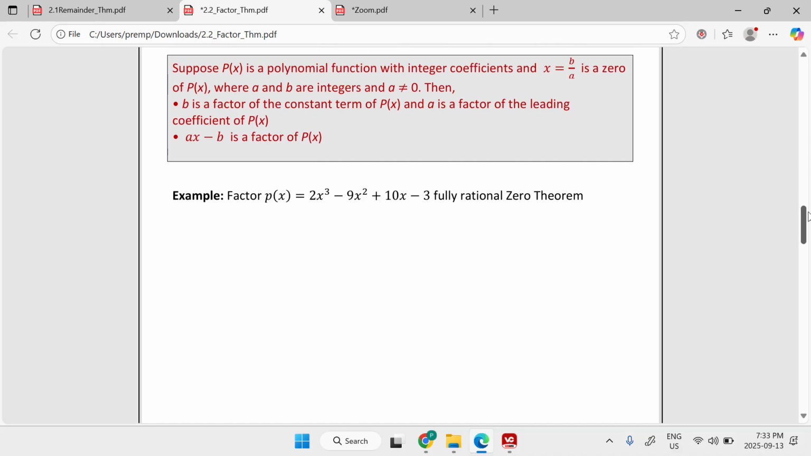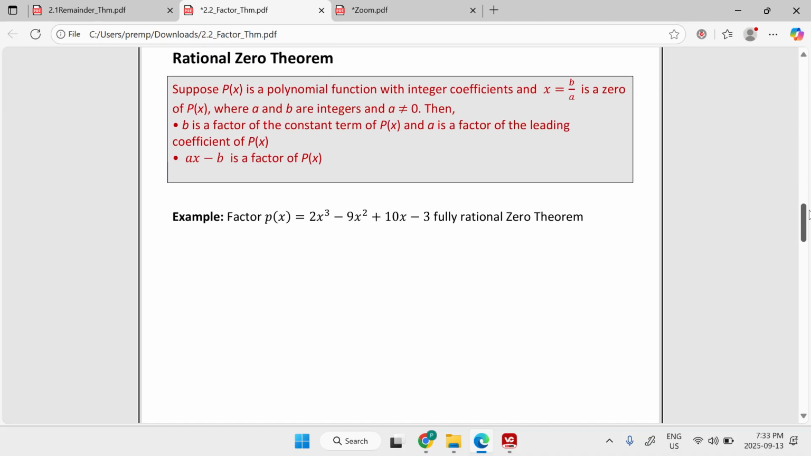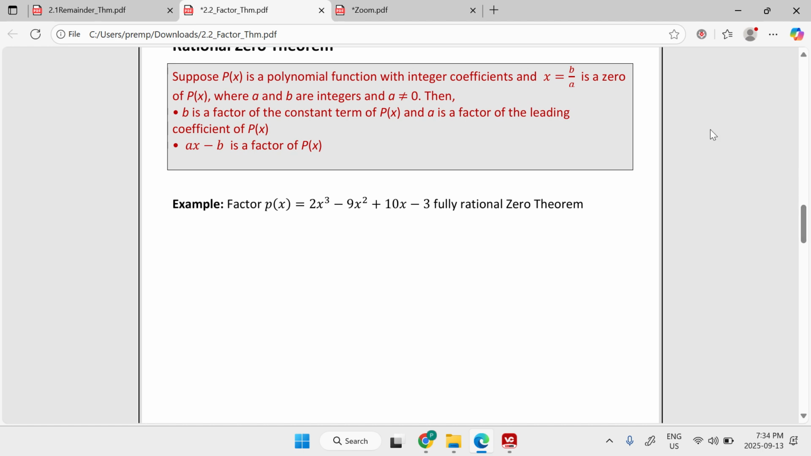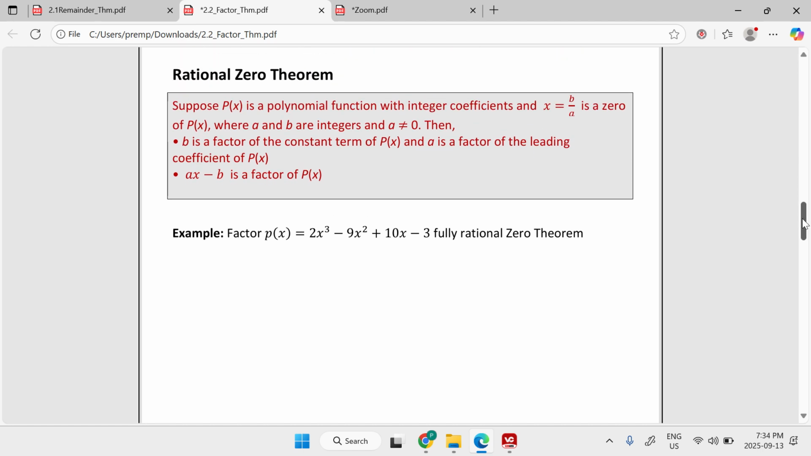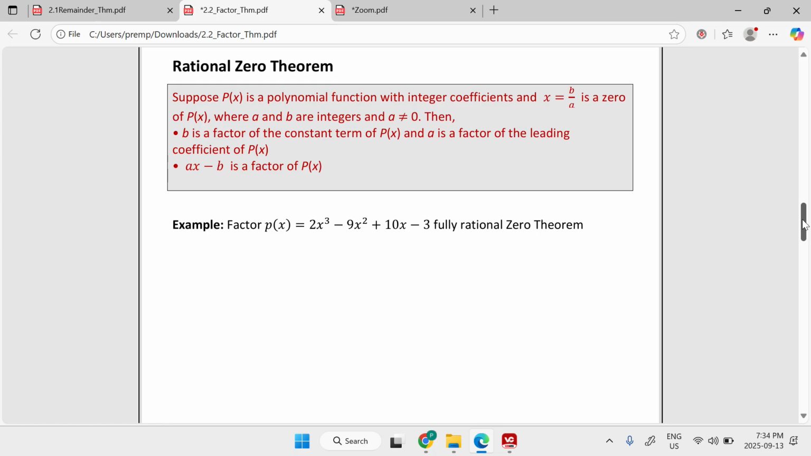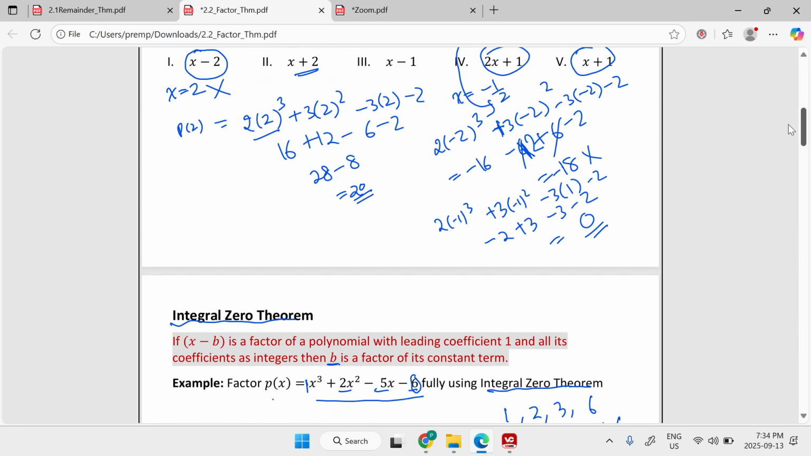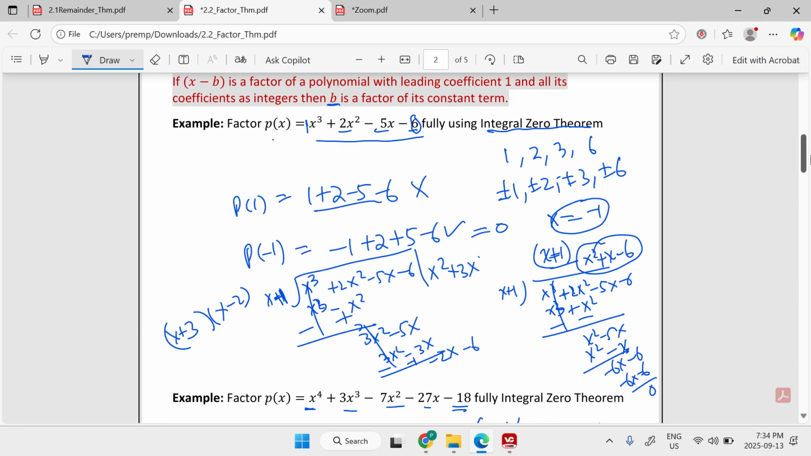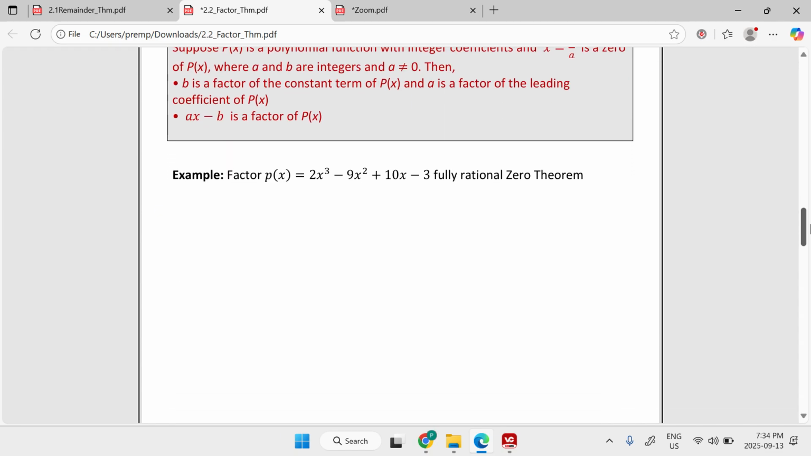So we'll try this. And this is about the rational root theorem, where your factor is basically a fraction. So that is what we have to talk about here. This is the one that we are talking about here. Okay, so you can try that also, same process.